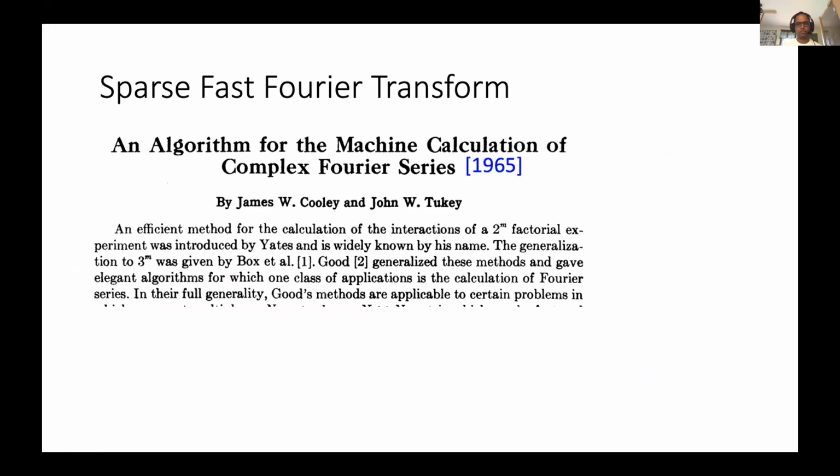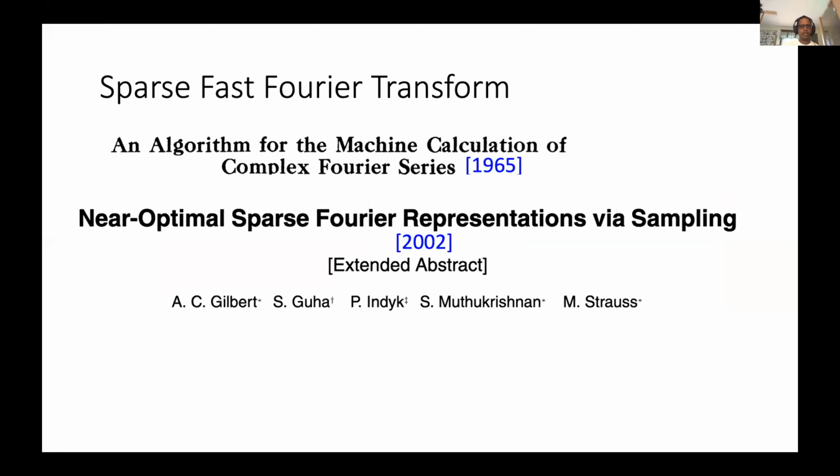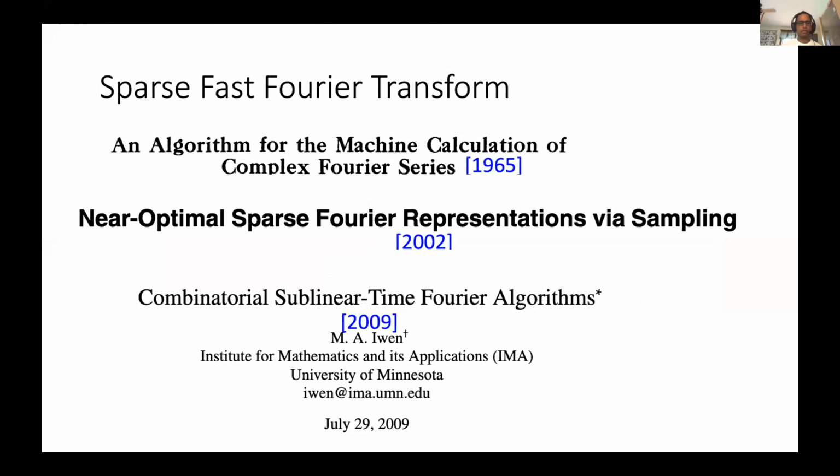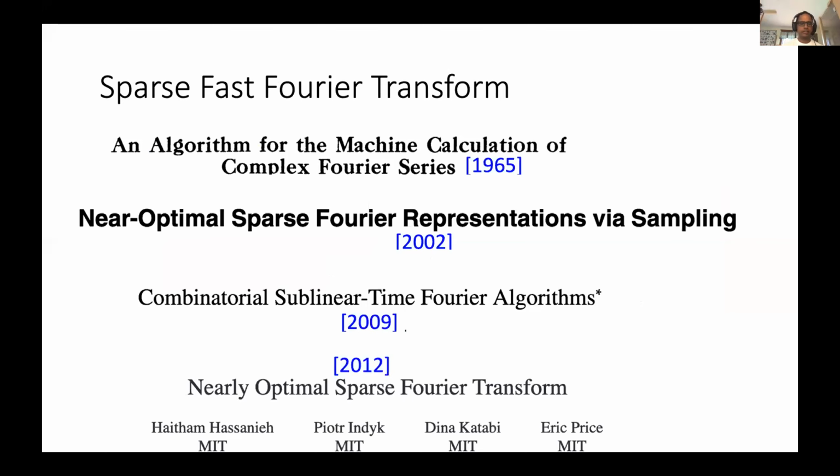There was a bunch of work. There's work by Gilbert, Guha, Indyk, Muthukrishnan, and Strauss, who did some random sampling and showed that you basically get a polynomial in k log n algorithm. Again, there's a bunch of great work, including stuff that Mark talked about. So you can even get deterministic algorithms. By the way, I forgot to mention, I'm going to mostly talk about randomized algorithms. And then there's the work of Hassanieh, Indyk, Katabi, and Price, who also gave a sparse Fourier transform.